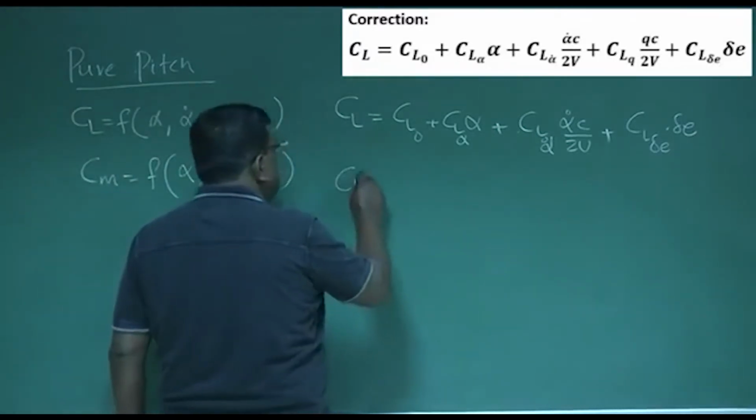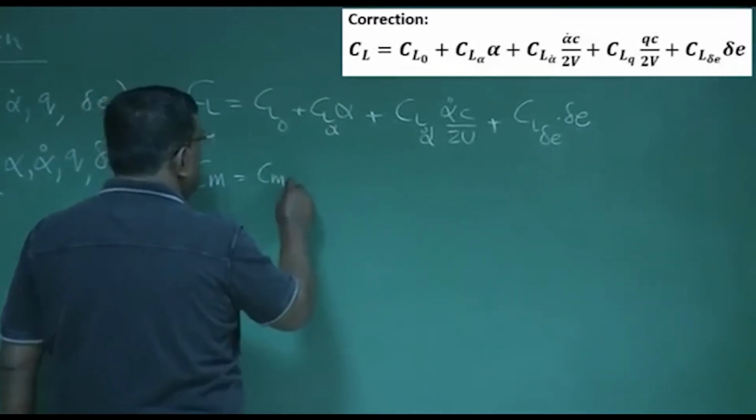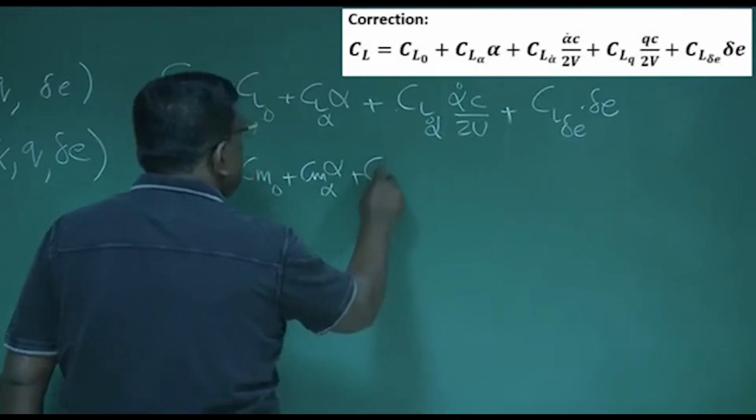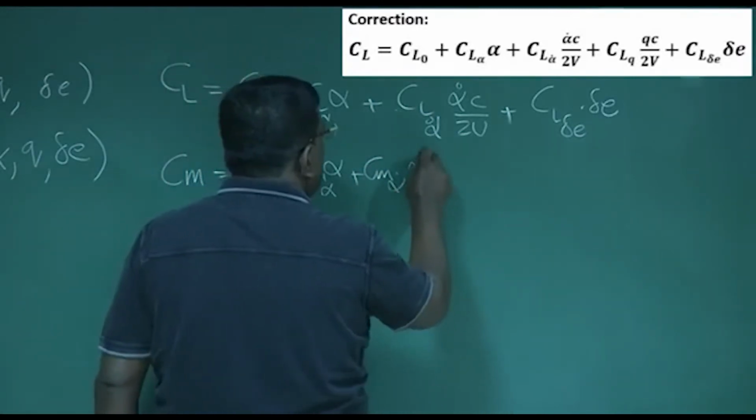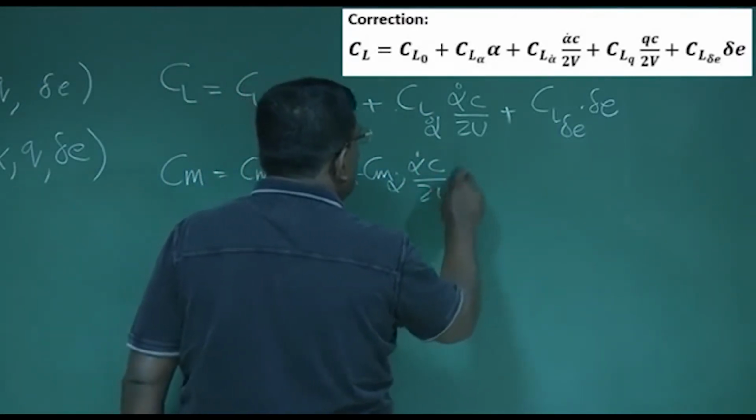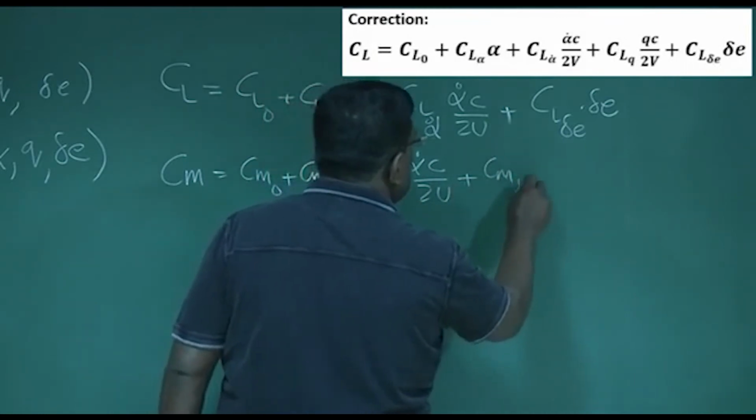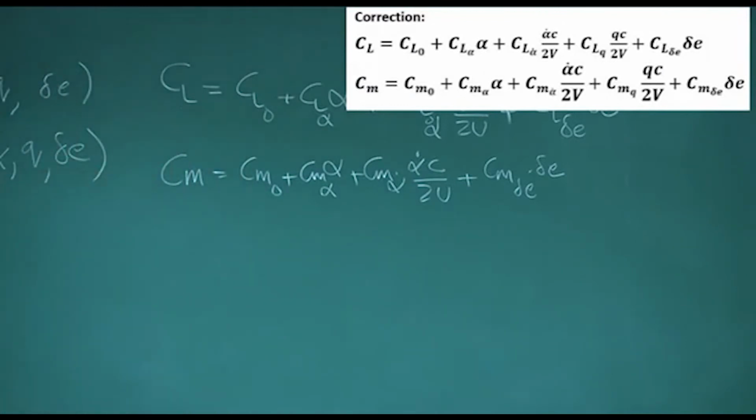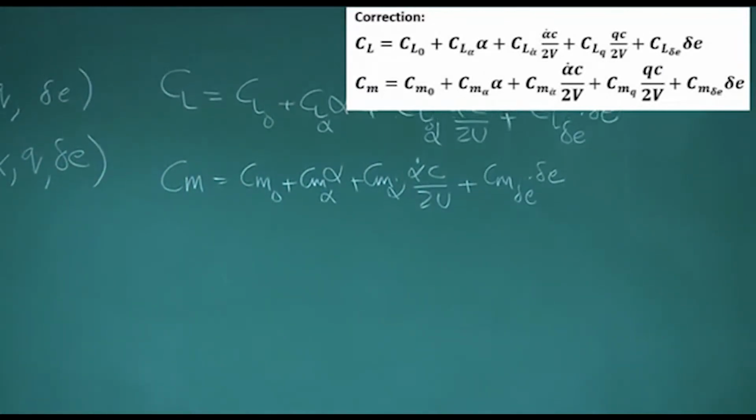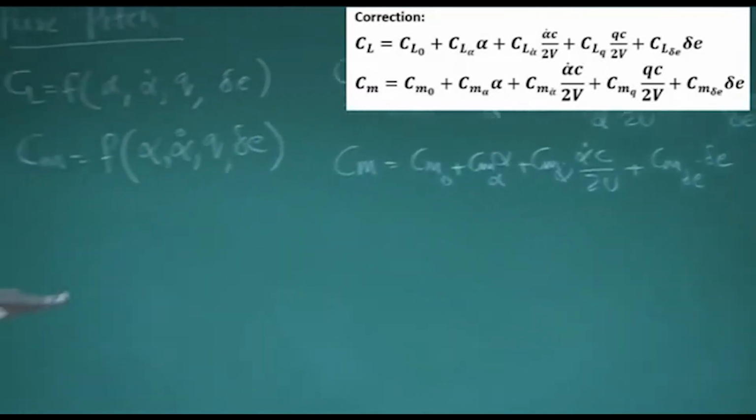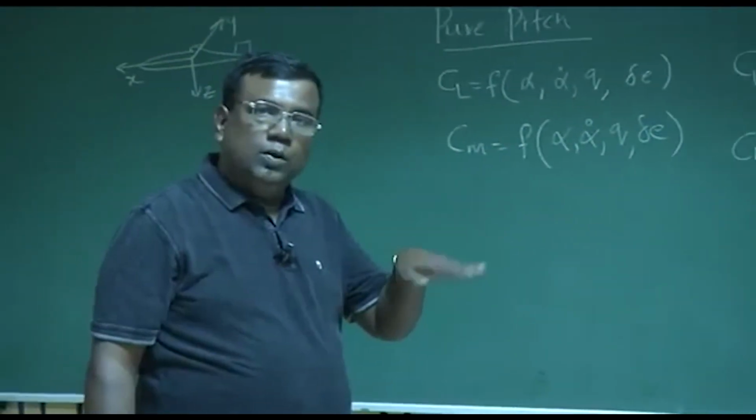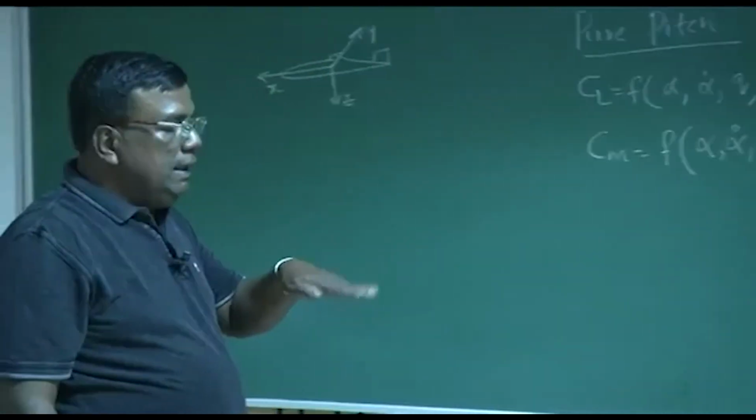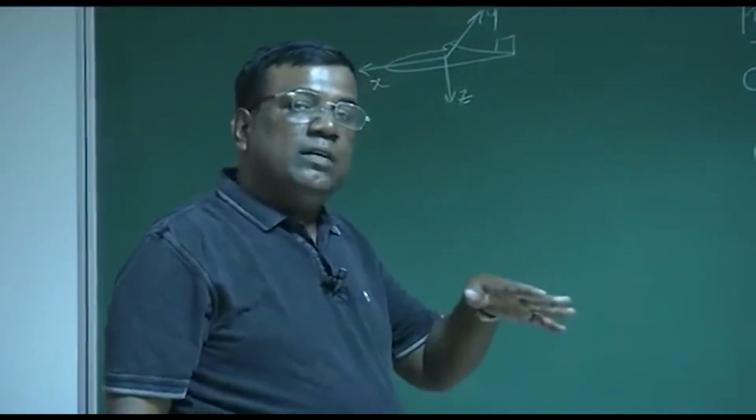Now Cm, also you write as Cm naught plus Cm alpha into alpha plus Cm alpha dot into alpha dot c by 2u plus Cm delta E into delta E, right? When you talk about pure pitching, it means only theta is changing, or there is a q, okay? And the moment I say theta is changing, it has its own effect.